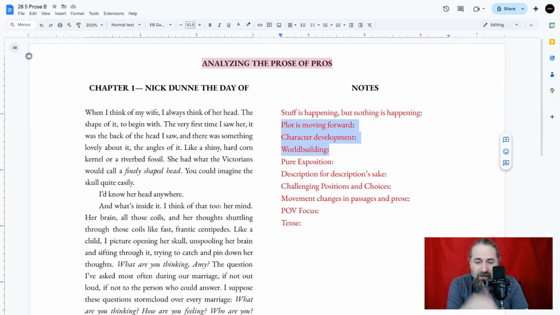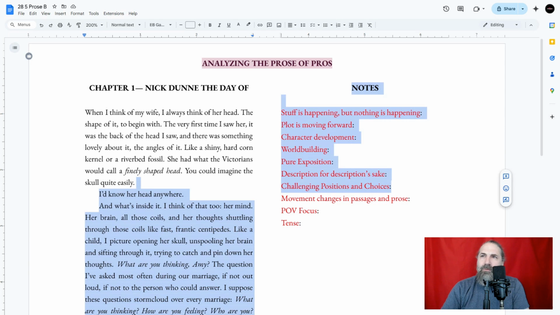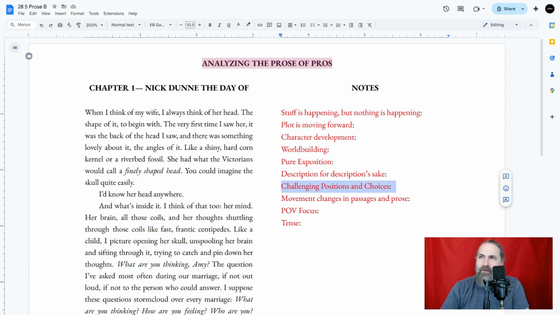Again, those choices must be challenged. Their positions must be challenged, etc., etc. And that creates movement. That's when things are happening. We're also going to look at the challenging of positions. All right. We're also going to talk about what movement and change in passages and prose are.